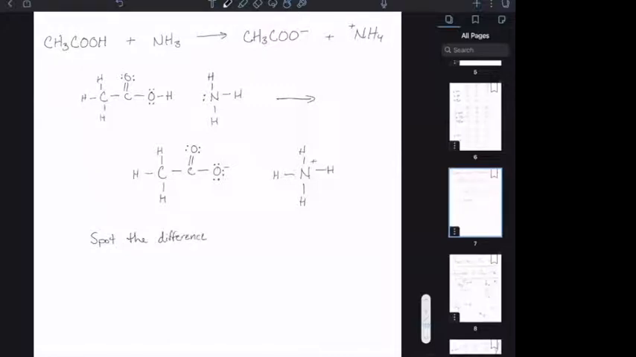Okay, I want you to identify what bonds are broken, and what bonds are formed. What atoms have moved? And do any atoms have more or fewer lone pairs than they did on the reactant side?